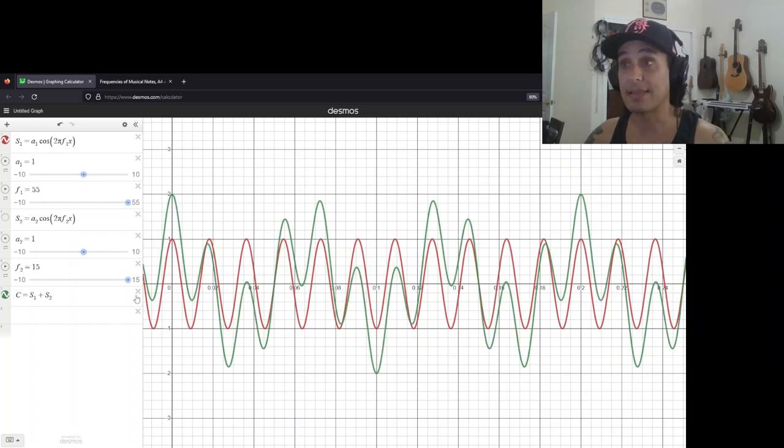And we get something like this. And so notice that the highest peaks are now higher than what they were when I was playing just the eight. So now this sound is louder. Our DAW is going to interpret these signals as louder signals with more gain, because now we've added these two together. And we notice that this amplitude changes over time.